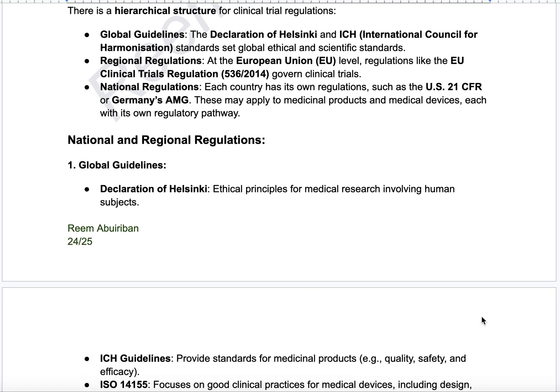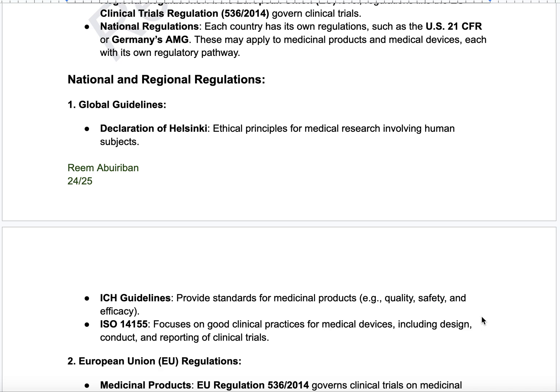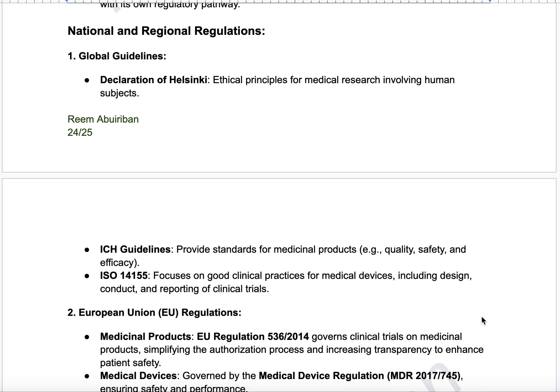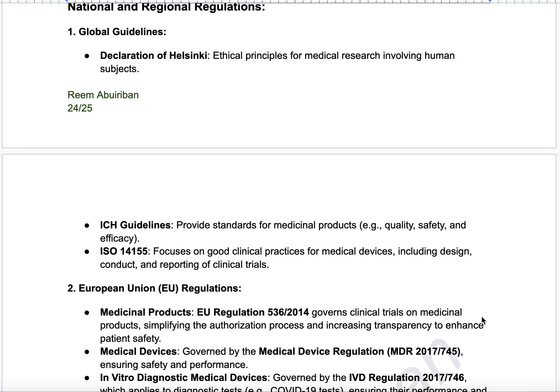National and regional regulation. The first one I will start with is the global guidelines. Declaration of Helsinki: ethical principles for medical research involving human subjects. ICH, which, as we mentioned before, is the International Council for Harmonization, provides standards for medicinal products, quality, safety, and efficacy. ISO 14155 focuses on good clinical practices for medical devices, including design, conduct, and reporting for clinical trials.